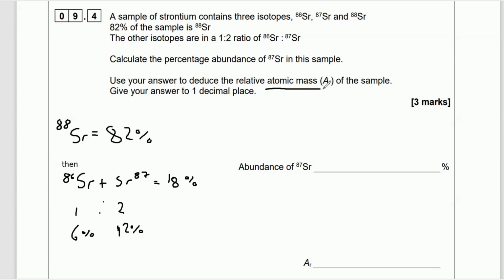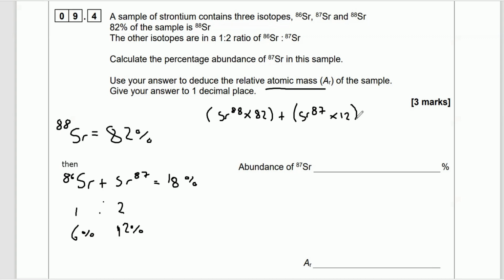Deduce the relative atomic mass, the AR, of the sample and give your answer to 1 decimal place. They're obviously the other 2 marks. So working out the AR and then rounding it to 1 decimal place is going to be the 3rd mark. So what we're going to do here is just what you do for any normal AR. You're going to do the abundance times the mass number of each isotope, add that all together to get the sum, divide it by 100, and voila.